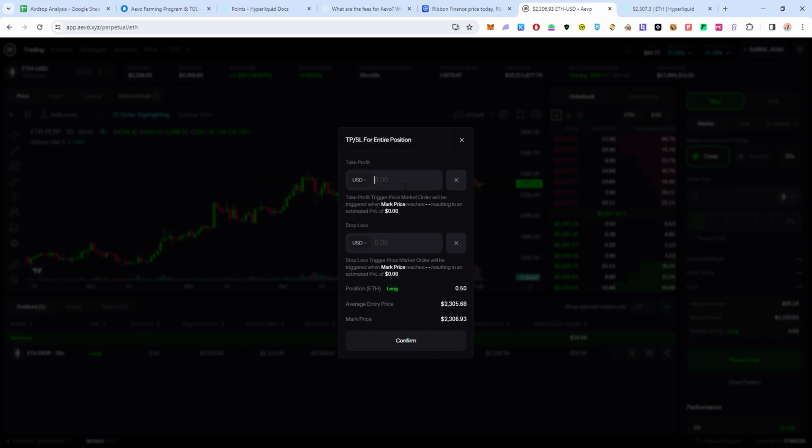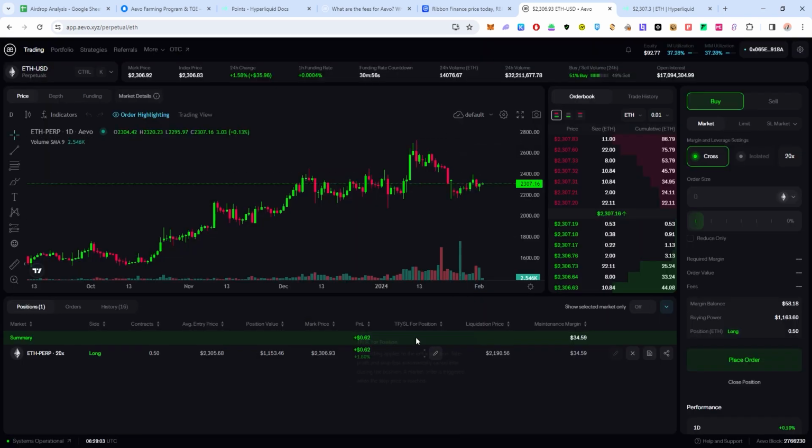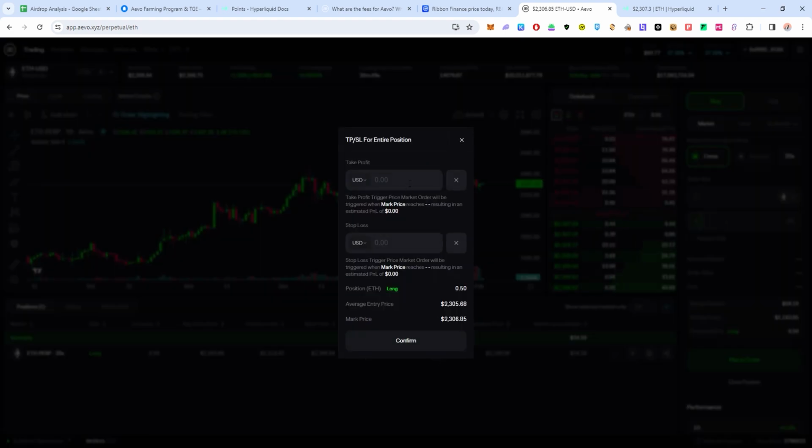So what is the take profit and stop loss? It's really up to you how much you want to set. Remember what we talked about earlier. Let's say I want to set $30. Maybe $30 is a lot. Maybe I want to set $20. Right now we know that the price is at 2305.68.